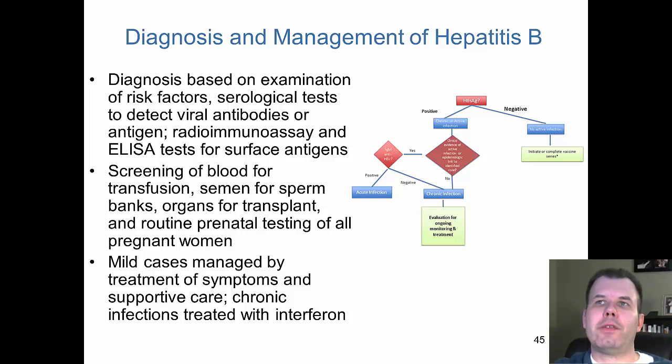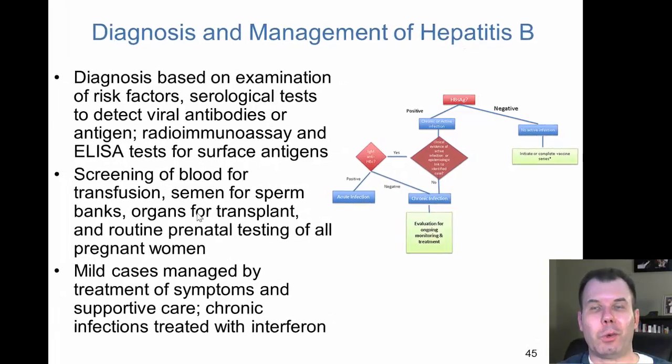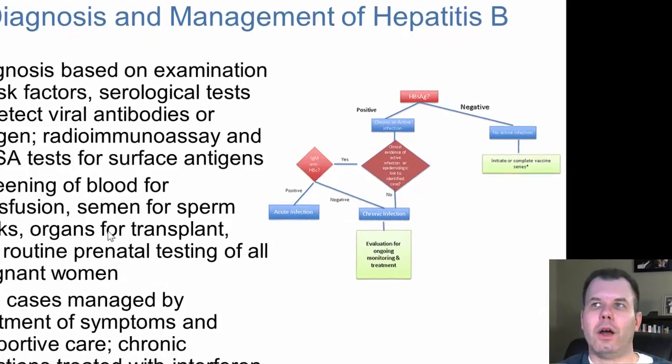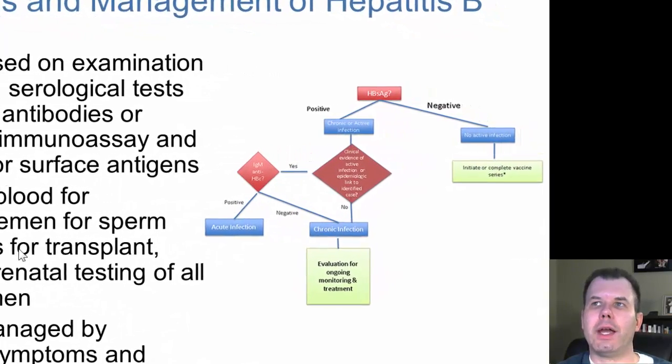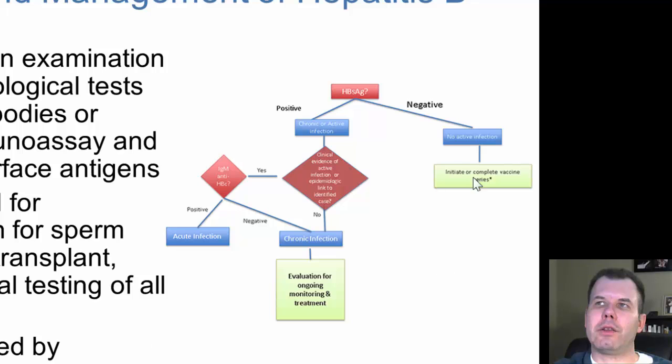Okay, diagnosis is based on the examination of risk factors and serological tests, again, looking at the blood, doing an ELISA test. You can screen the blood for transfusion, semen at sperm banks, and organs for transplants, all looking for HBV to see if it's present. And again, mild cases are managed with treatment and supportive care. Chronic infections are treated with interferon. And again, if you get to the area where you get cirrhosis and liver damage, it may result in a transplant or even death if things continue on. Okay, and so again, this is the testing, screening, and looking at those different things.